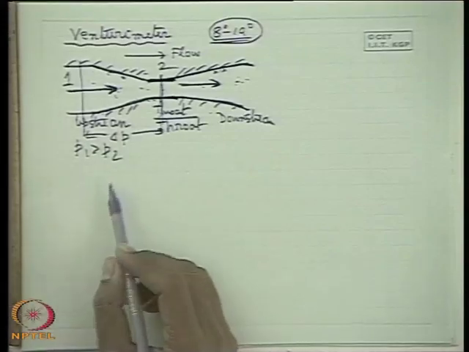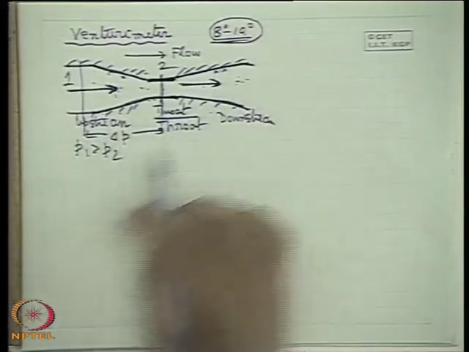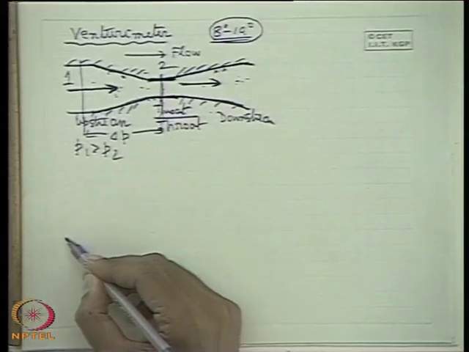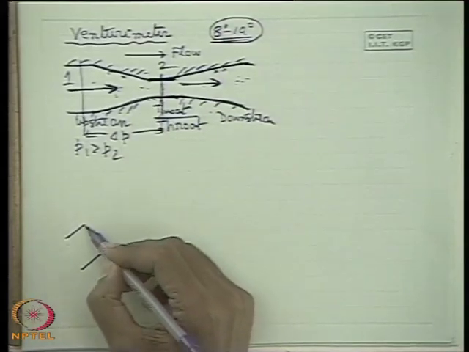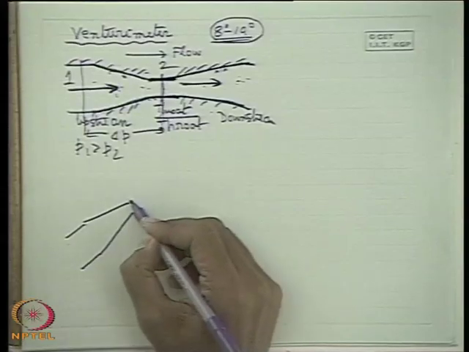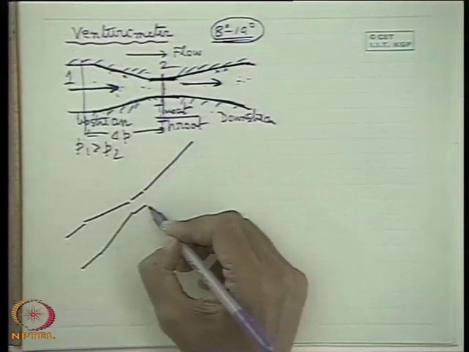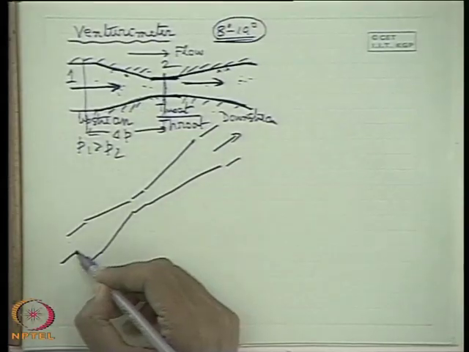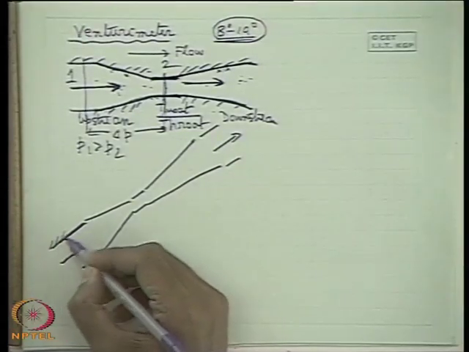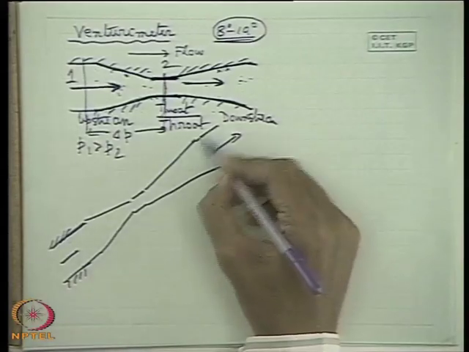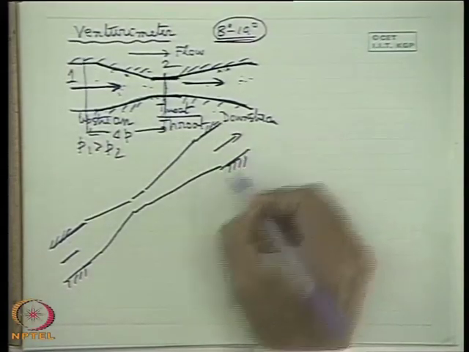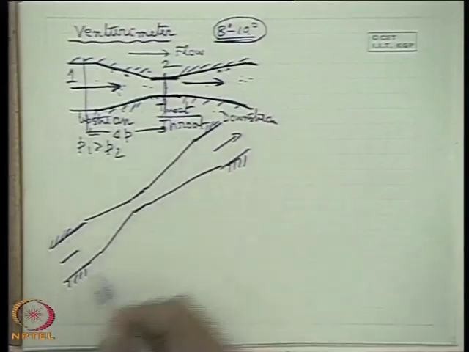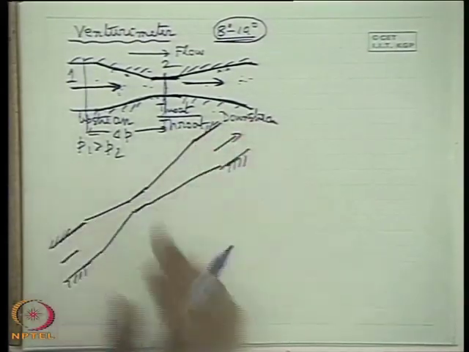Now let us consider the pipe is inclined in a vertical plane, in general. Let us consider the most general case. Let this be the pipe. And this part is the venturimeter, which is installed in the pipe. The pipe is inclined in a vertical plane.